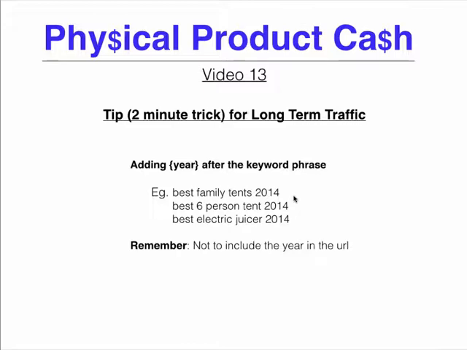So when you have a blog post with the keyword best family tents 2014, and you discuss 2 or 3 tents in your review, you can put in a comparison page. That's why we installed a plugin called TablePress. You can put a comparison table between 3 products showing what is the best family tent for 2014, what is the best electric juicer for 2014.